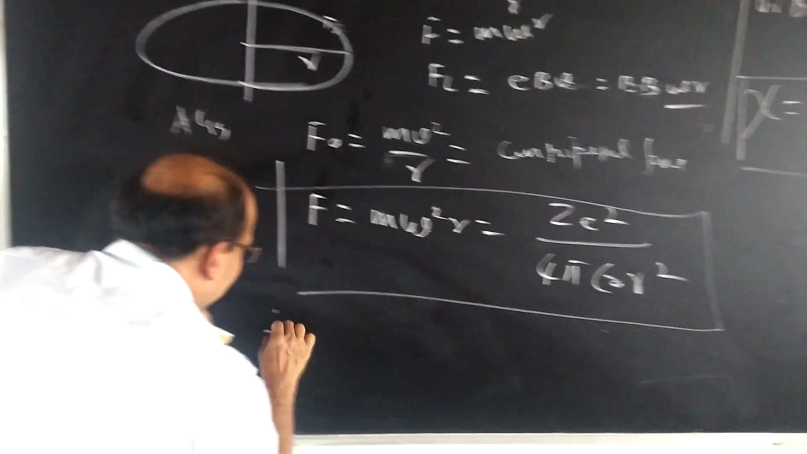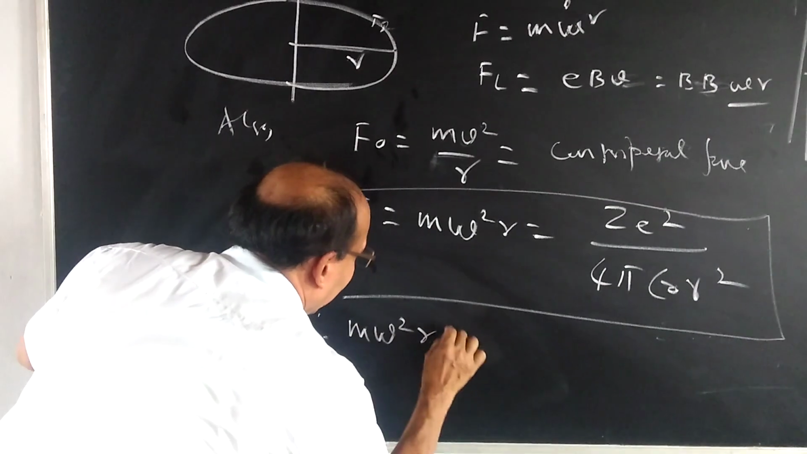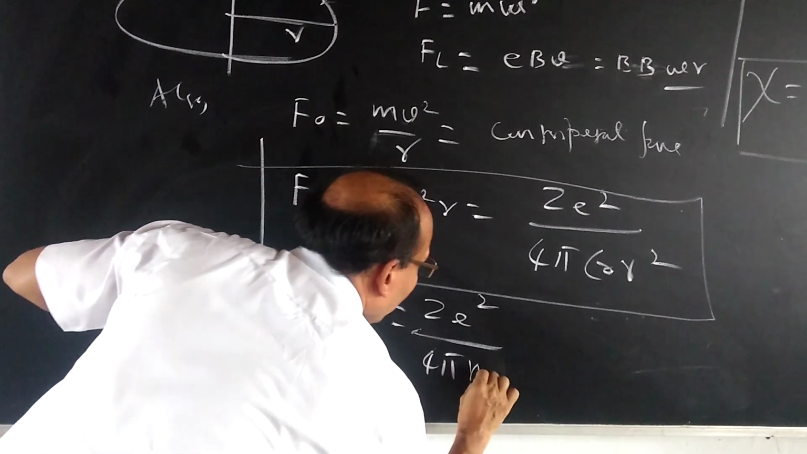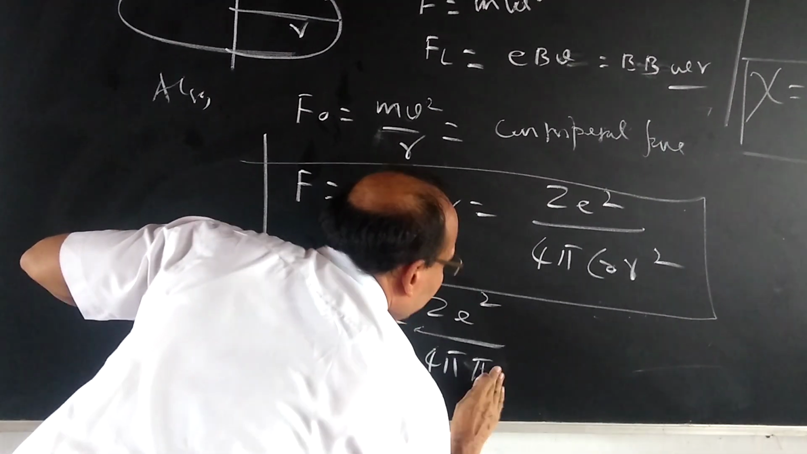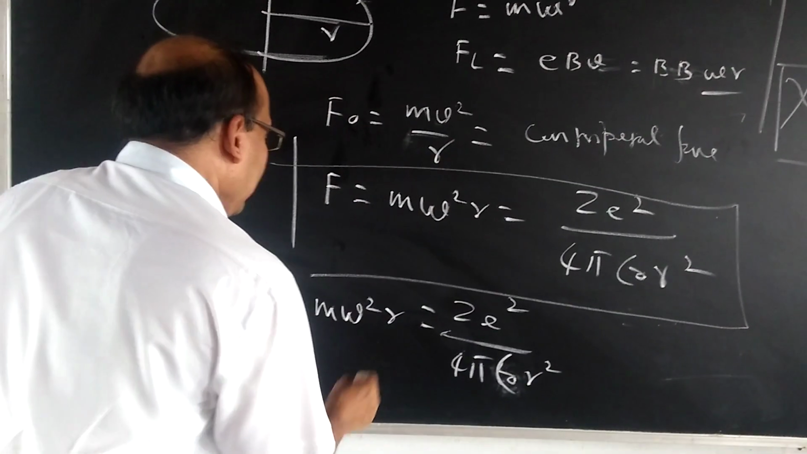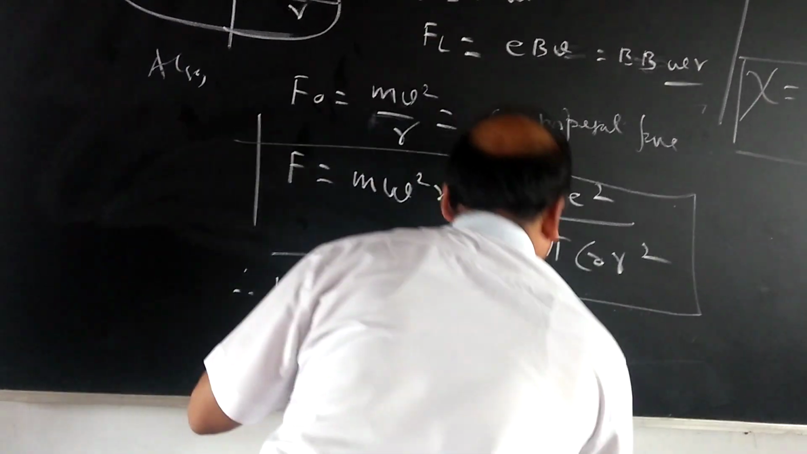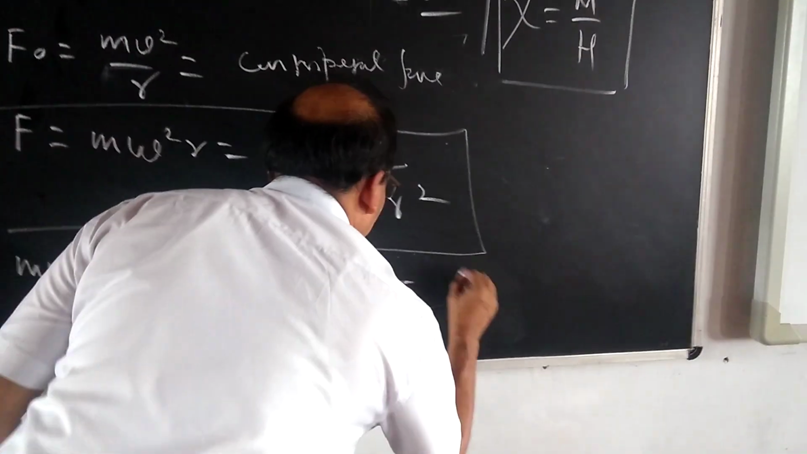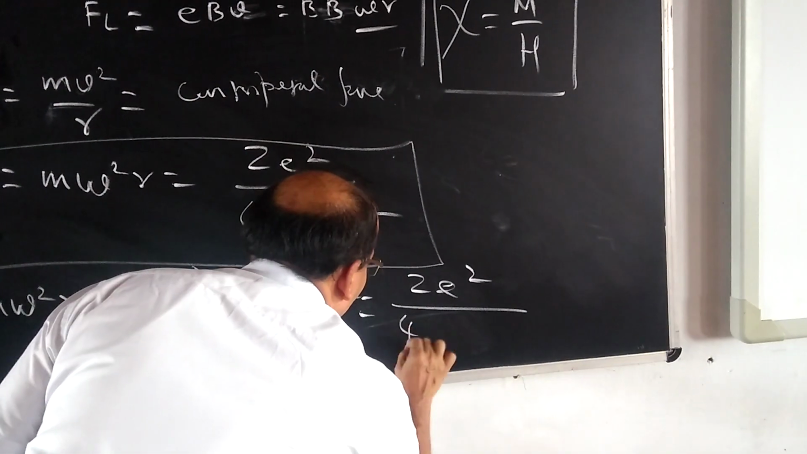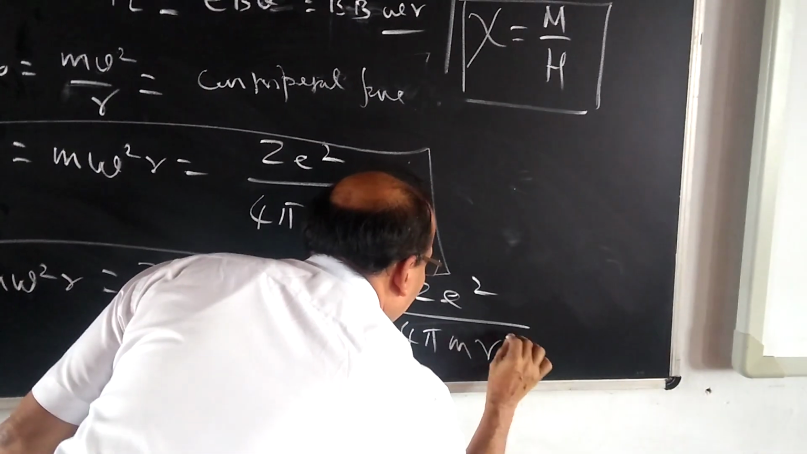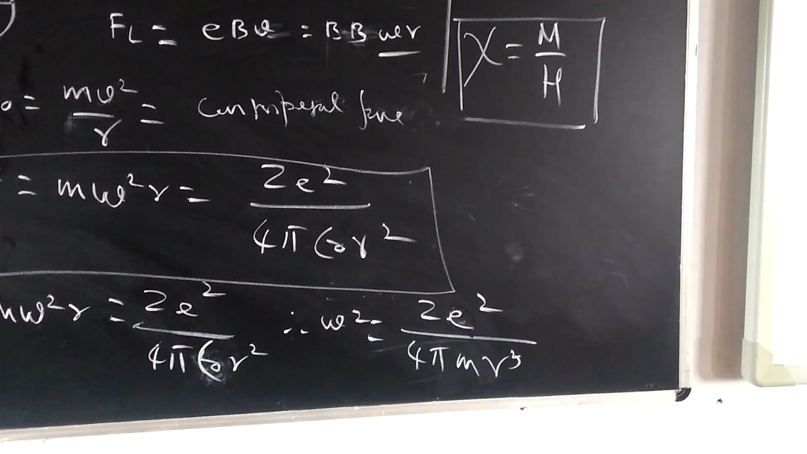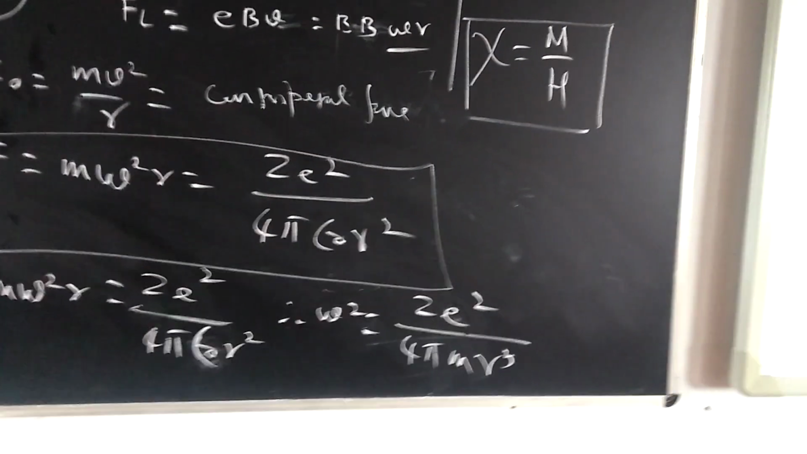You can solve this back. This is m omega square r equal to Z square e square upon 4 pi epsilon naught r square. So if I solve for omega square here, omega square is equal to Z square e square divided by 4 pi epsilon naught m r cube.